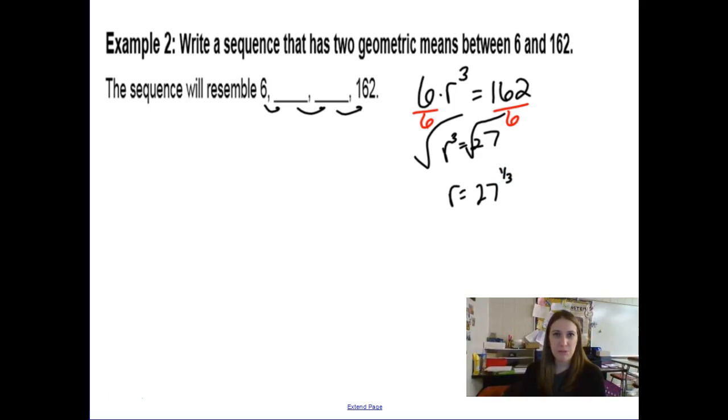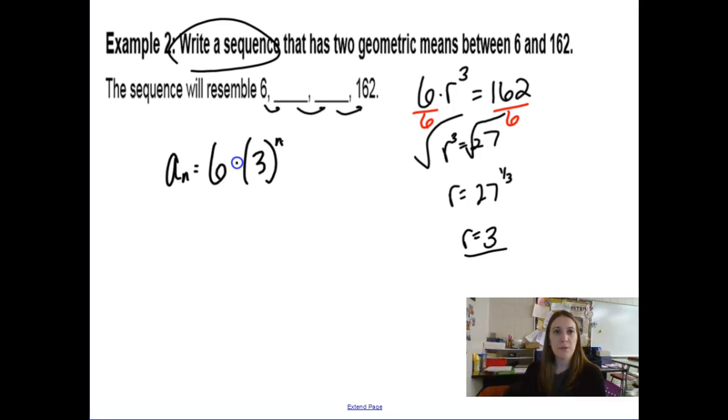Because getting the cube root feature means you have to go to another menu, so sometimes kids just like to type it this way. But you don't really have to type this one, guys. The cube root of 27 is 3. We knew that. So the common ratio is 3, and it does say write a sequence.